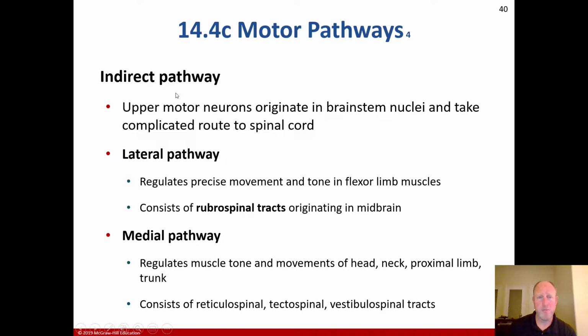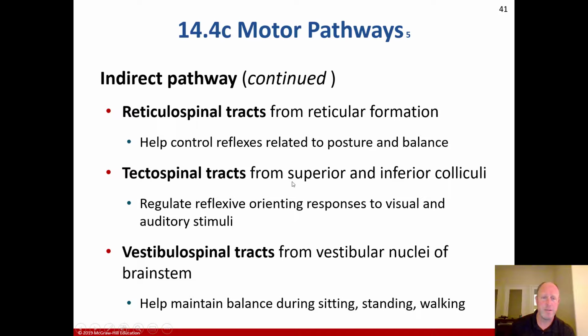And for the indirect pathway of the motor pathways, the upper motor neurons originate in the brainstem nuclei, and they take a complicated route to the spinal cord. The lateral pathway regulates precise movement and tone in the flexor limb muscles. It consists of rubrospinal tracts originating in the midbrain. The medial pathway regulates the muscle tone and movements of the head, the neck, the proximal limb, and the trunk. And it consists of the reticulospinal, the tectospinal, and vestibulospinal tracts.